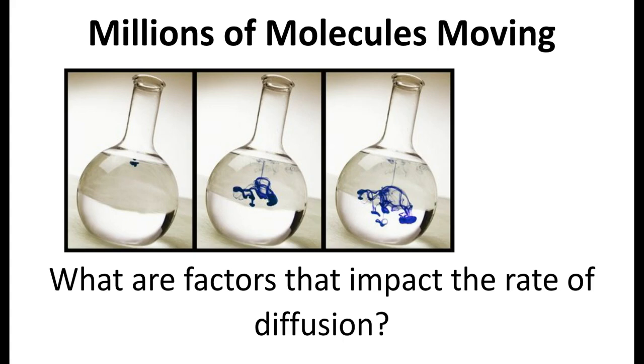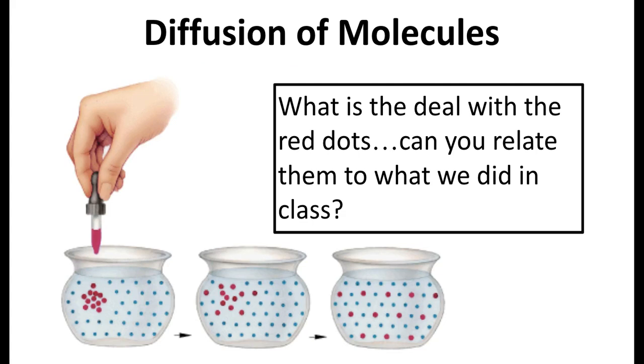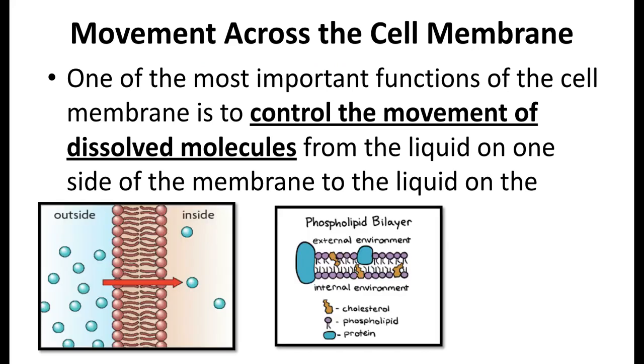So the smaller the surface area, the slower the diffusion. The higher the surface area, the faster the diffusion. So the more surface area, the more those atoms can get and hit each other, causing the diffusion to occur much faster. So here's kind of just showing the diffusion of the red dots. We can relate that to the activity in class today, showing the molecules hitting each other and spreading out until they are at equilibrium. So the whole goal of cell transport is just to look at the movement across the cell membrane. This is one of the most important functions of the cell membrane, to control and to regulate the dissolved molecules of liquid from one side to the other.